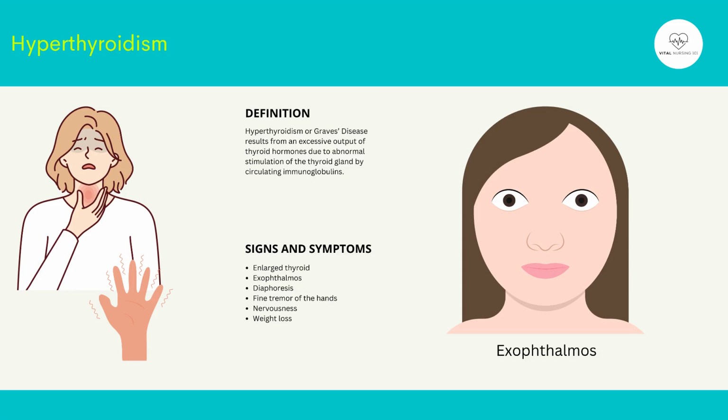Increased appetite due to increased metabolism. Nervousness due to high levels of thyroid hormone. Weight loss due to increased metabolism. Menstrual changes due to elevated levels of thyroid hormone.